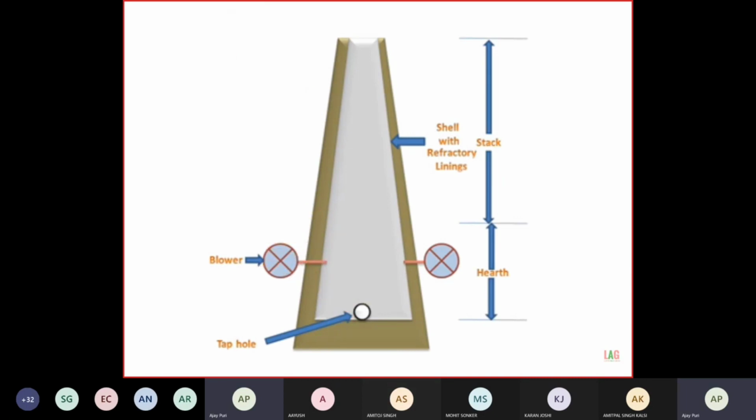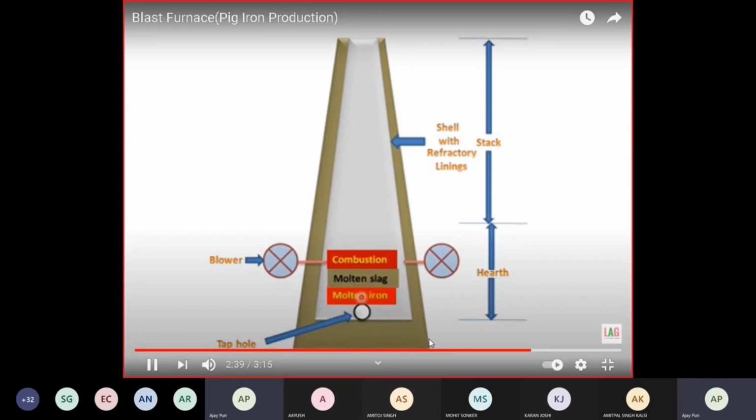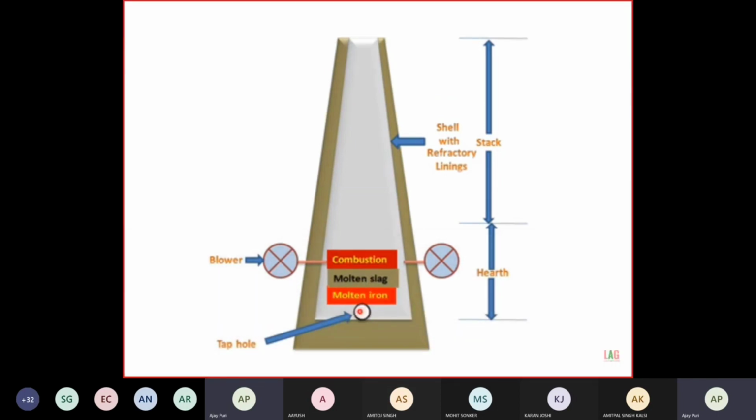Then what will happen? Three layers will be made in the furnace: molten iron, and molten slag from the combination of limestone with the impurities of the ore. The molten iron will be the lowest of the three layers, and this molten iron will be tapped from this hole.